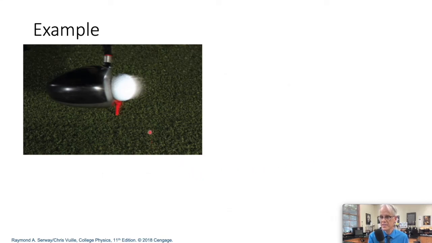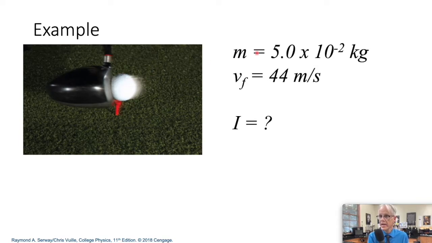Here's a classic example. We have a golf ball, and the golf club is going to hit it. The golf ball is initially at rest. It has a mass of 5 times 10 to the negative 2 kilograms. After the contact, it's going to have a velocity of 44 meters per second. What is its impulse? Well, let's write down our equation.